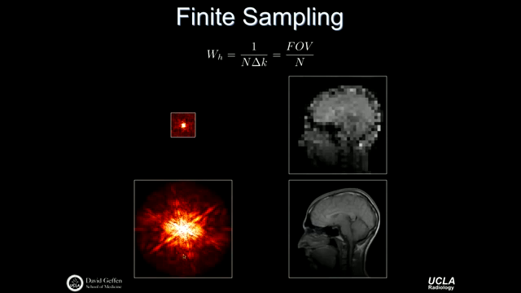Alternately, I can sample a lot of k points, and the full width half max of this system will be quite a bit smaller because while my field of view is held constant, the number of encoding points has gone up by a factor of 3 or 4 or something like that. And now the Fourier reconstruction of this imaging information, adding up all of these spatial frequencies with their appropriate amplitudes, gives me a much sharper image.